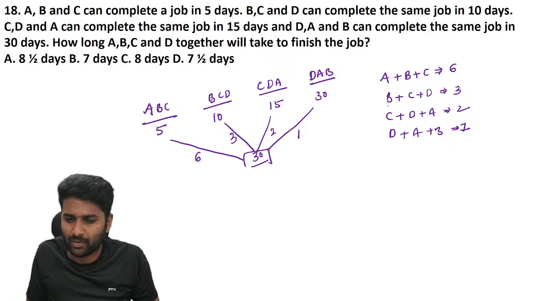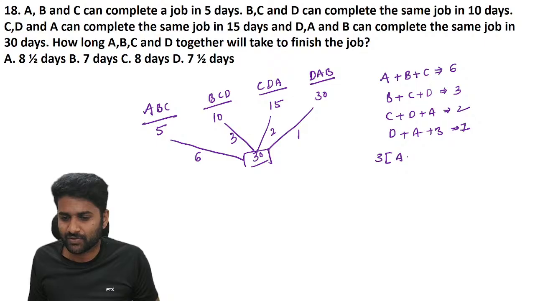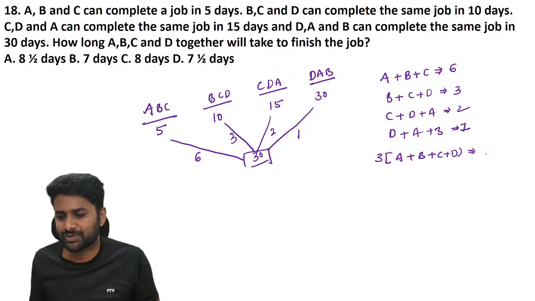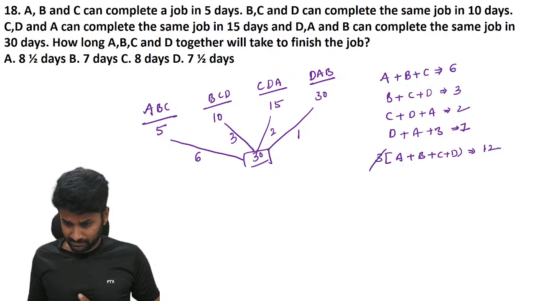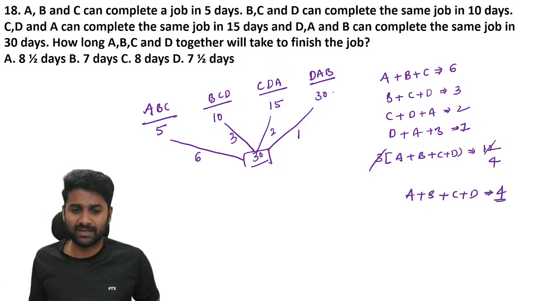If you add all these equations, you will get 3 times of A plus B plus C plus D. Sum of all these values, 6 plus 3 plus 2 plus 1 is 14 units. Sorry, 12 units. Means A plus B plus C plus D is 4 units per day. Another question.